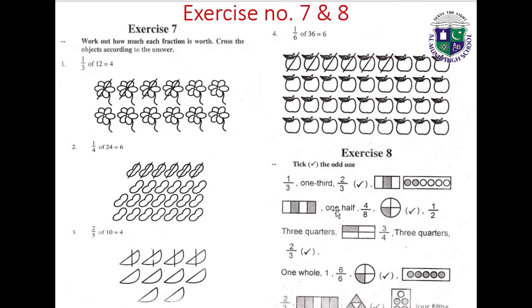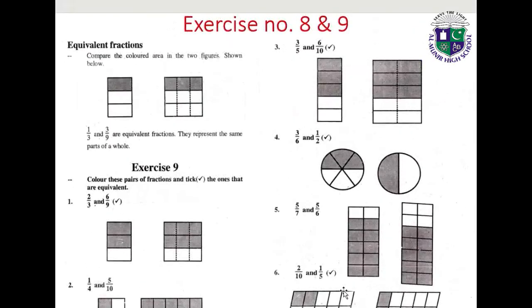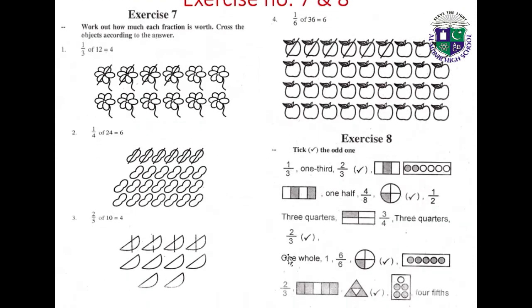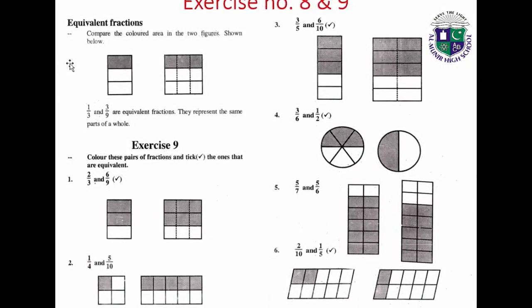The value of 1/2 is 4 over 8; 4 ones are 4, 4 twos are 8. 3 quarters is 3 over 4; 3 quarters is 2 by 3. 1 whole is 6 by 6. The value of 2 by 3 is 4/5.